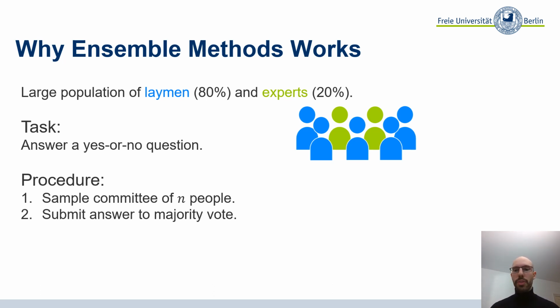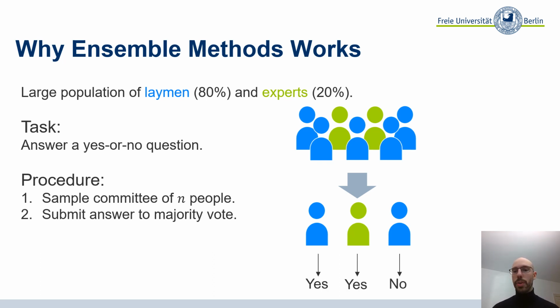And how do we proceed? Well, what we do is we sample a committee of n people from that large population, and then we submit the answer of that committee to a majority vote. So here in this example, we sampled 3 people from that large group, and the resulting committee provided 3 answers, so yes, yes, no, and the majority vote in this case would be yes.